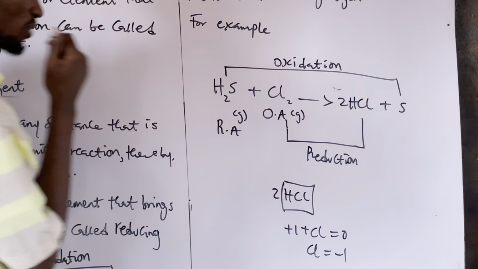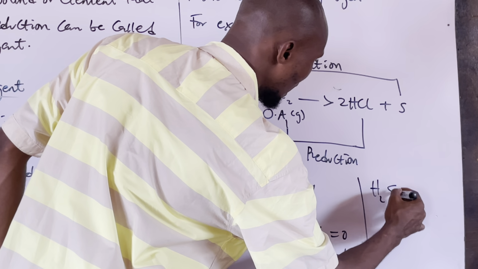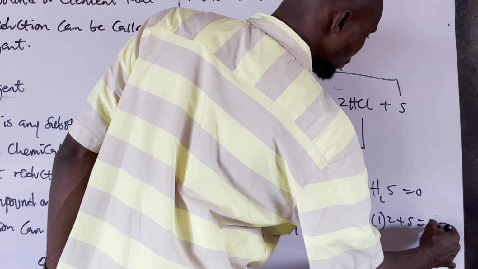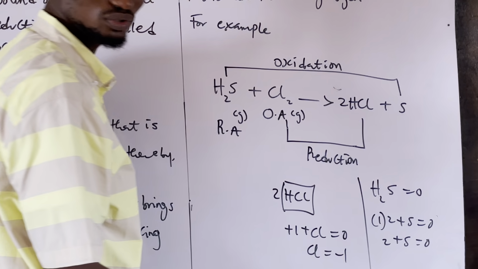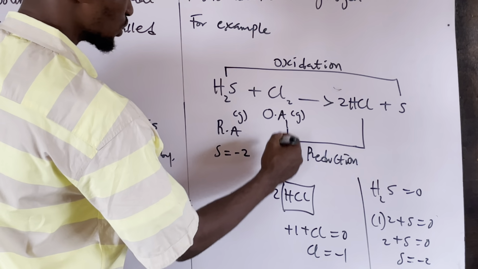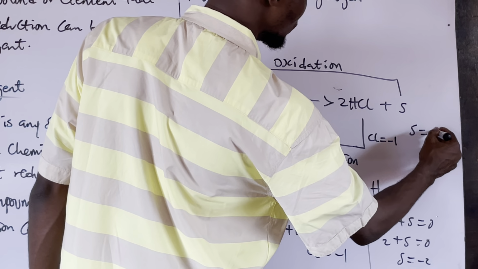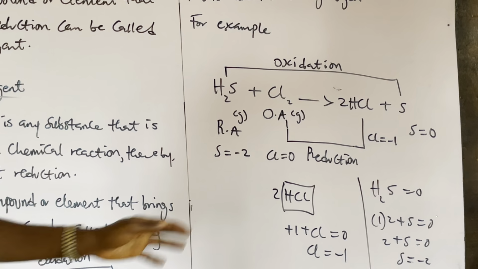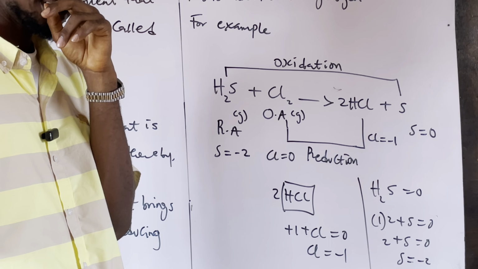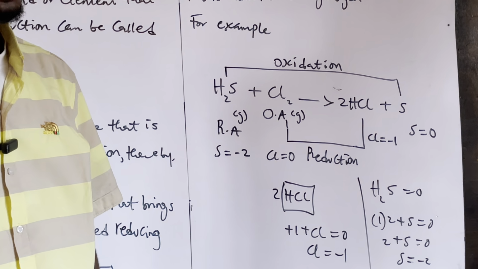So here we have hydrogen sulfide. If you are asked to find the oxidation number of sulfur here, I think it is -2. Look at it here. We have H2S, equal to 0. So this is 1 times 2 plus sulfur equal to 0. This is 2 plus sulfur equal to 0. Make sulfur the subject of the formula. Sulfur is equal to -2. Do you observe that sulfur here is equal to -2. Chlorine here is equal to 0. Now, chlorine here is equal to -1, while sulfur here is equal to 0. So look at it now. Here, -2. Here, 0. Did you understand now? Here, 0. Here, -1. Did you get?